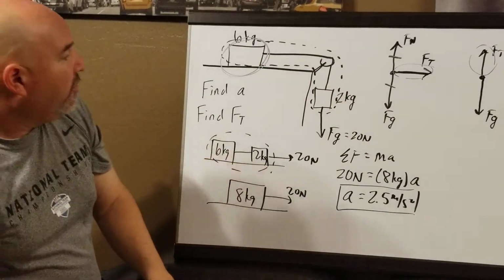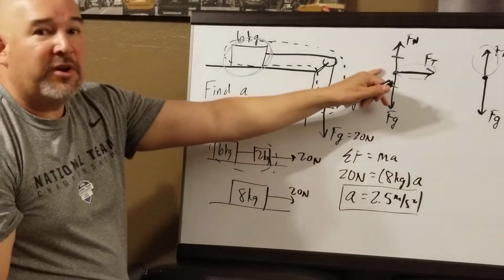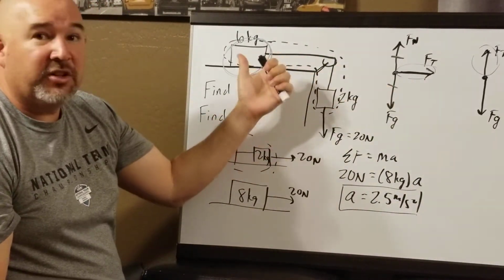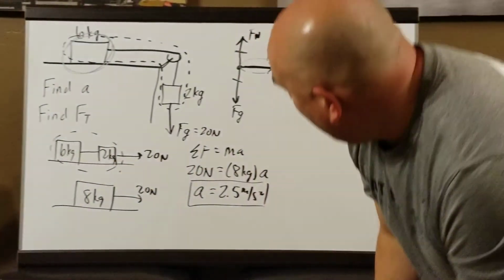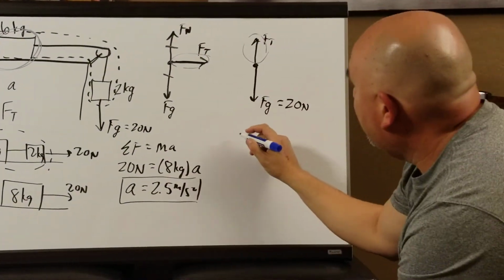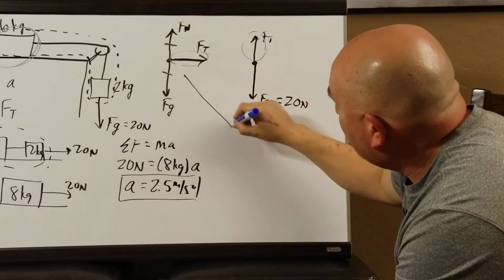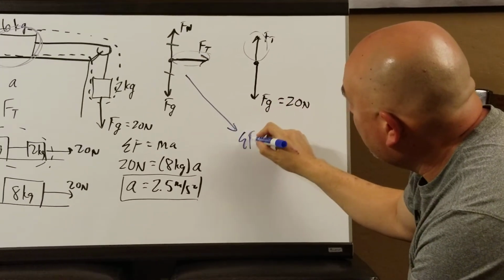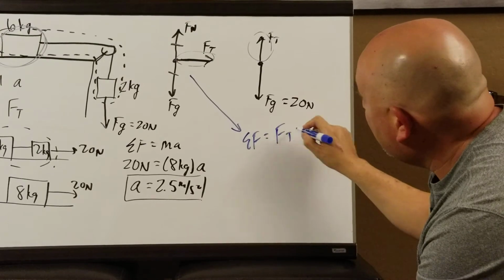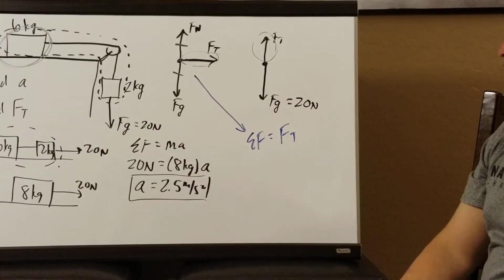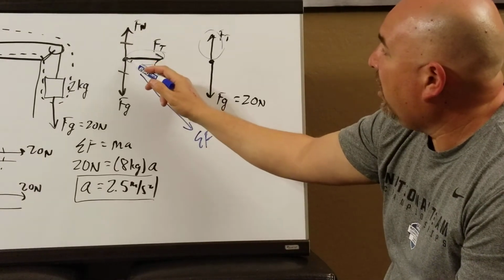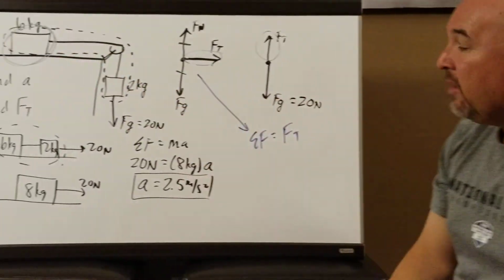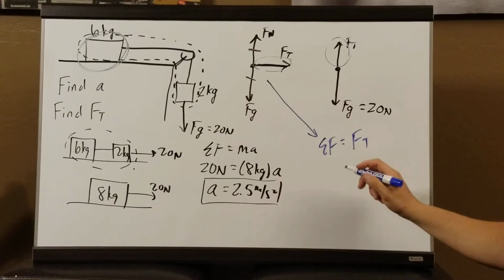So now if I want to look at this free body diagram, again, that's for my 6 kilogram block, I'm going to switch seats real quick. So I'm going to look at it this way and say, in this case, my sum of the forces is Ft. And that's what I'm looking for. So if my sum of the forces is Ft, and I know the mass of this block, 6 kilograms, I know the acceleration, then I can just plug that in.